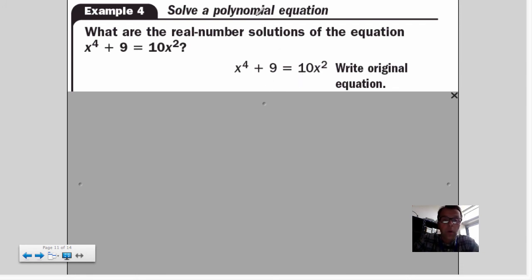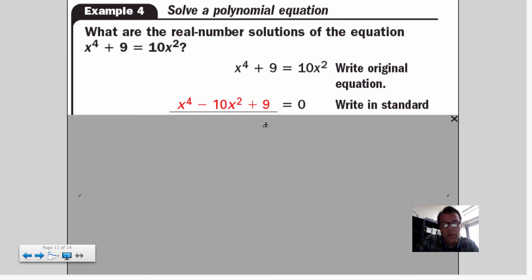Okay, we've done a lot of work, but example 4 is really where we're headed. We want to be able to solve polynomial equations. So here's an equation, right? We've introduced the equal sign. We want to find the solutions. So one way to solve is to try to factor. So to do that, we first set equal to 0.